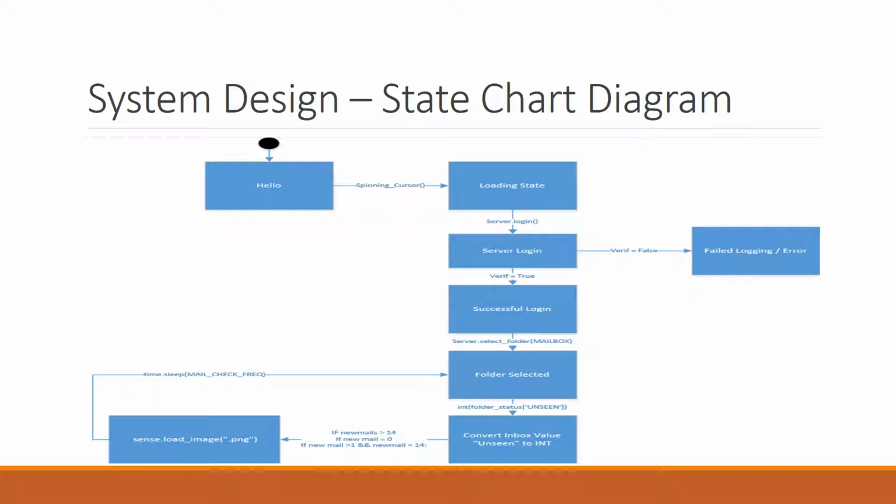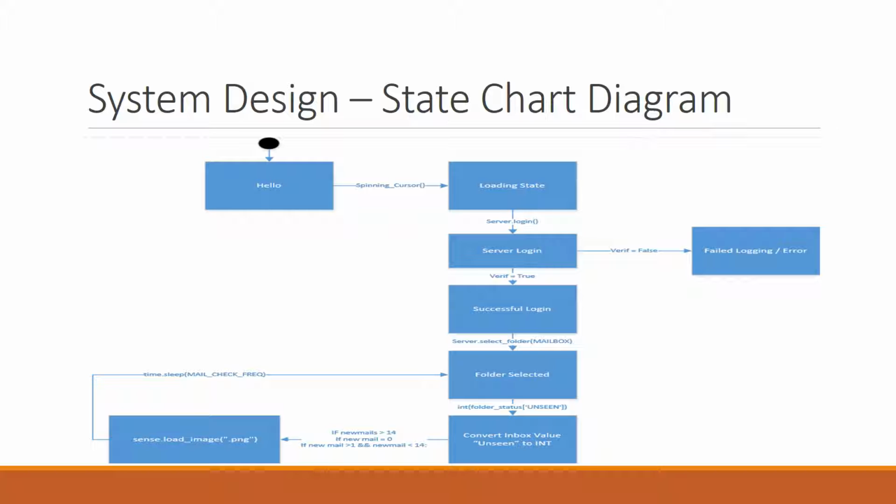Now, let's look at our state chart diagram. The state chart diagram demonstrates the details of how the application changes the states of the visual email notification system. The displayed image is based on the number of new emails.